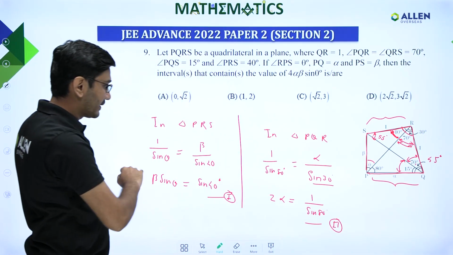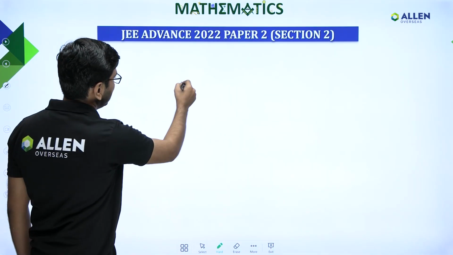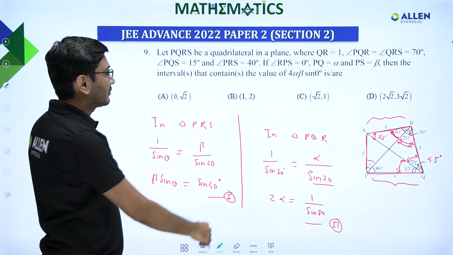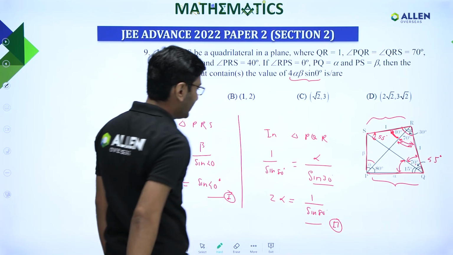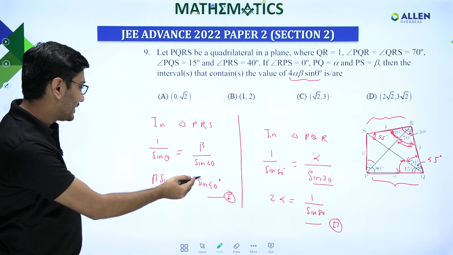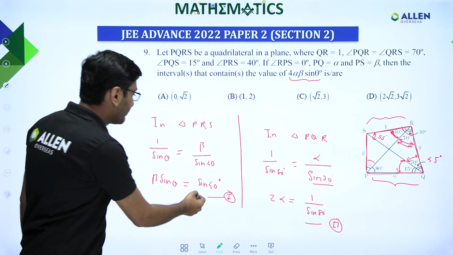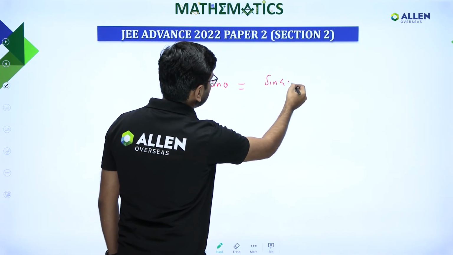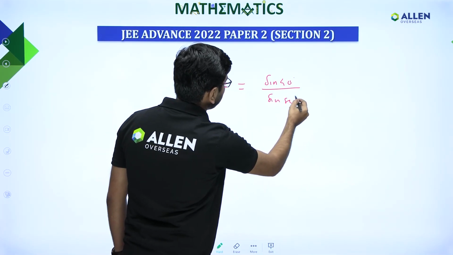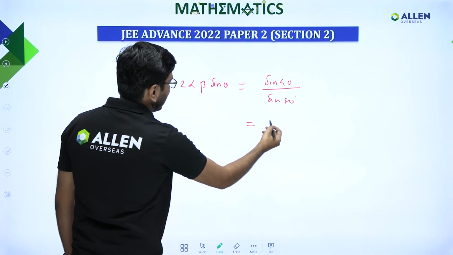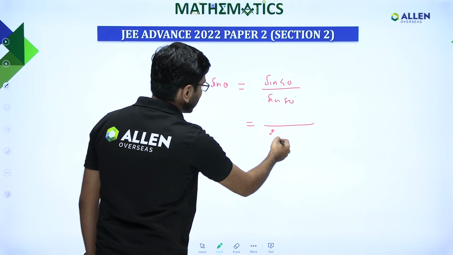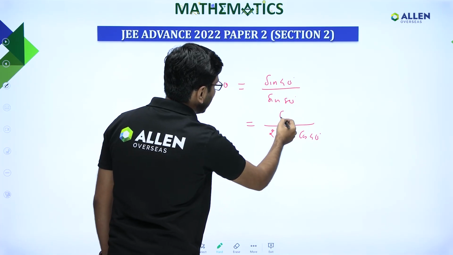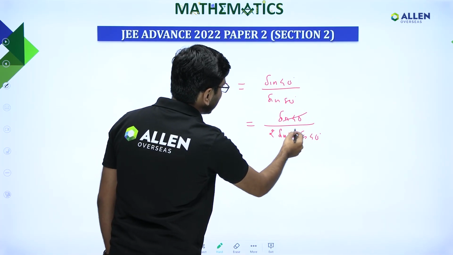Now, if you multiply these two equations 1 and 2, we will get 2 alpha beta sine of theta. Actually, we want to calculate the value of 4 alpha beta sine of theta, and after multiplying these two equations, we get 2 alpha beta sine of theta equal to sine 40 divided by sine 80. Again, this sine 80 can be written as 2 sine of 40 and cos of 40, and we have sine of 40 in the numerator. So this sine 40 gets cancelled.